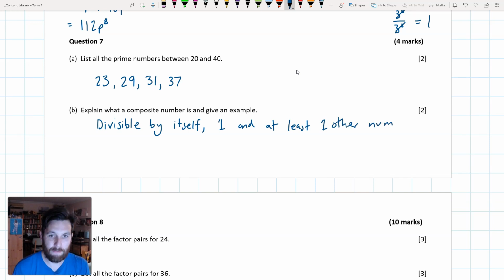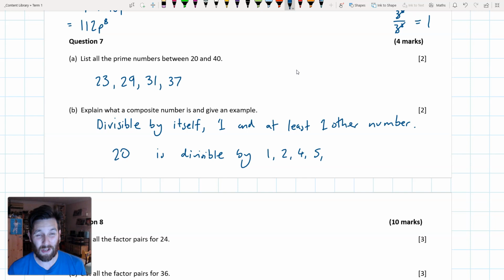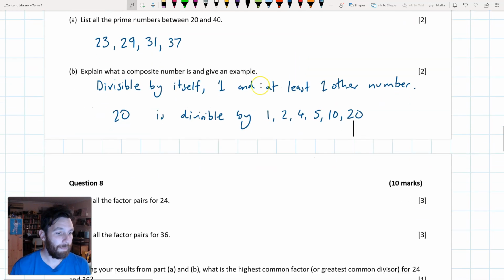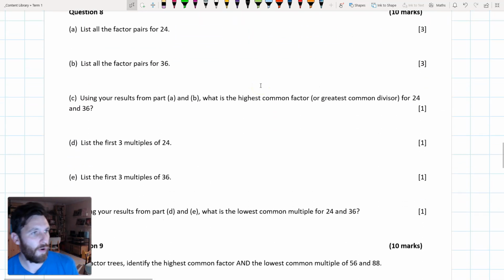And it says give an example. So 20 is divisible, I'm trying to write this quickly, sorry, by 1, 2, 4, 5. Really, once you've listed one other factor, the rest kind of are redundant, but we'll do that anyway for this one. Okay, all that gives us a bit of practice for factor pairs.